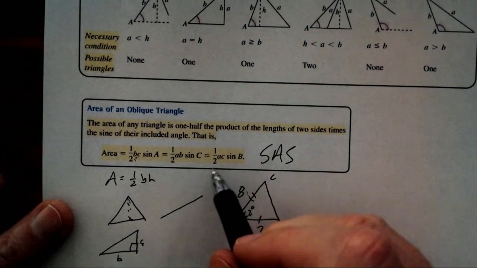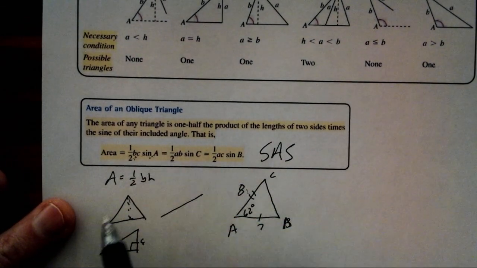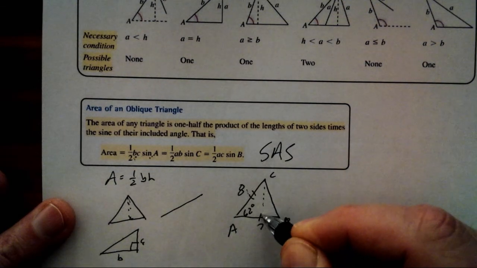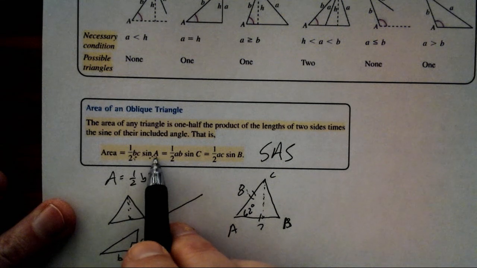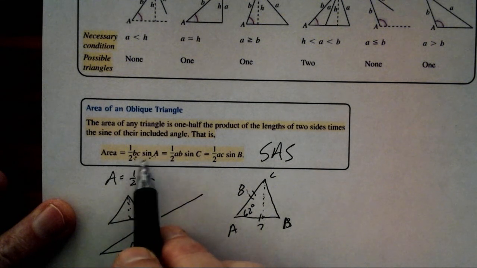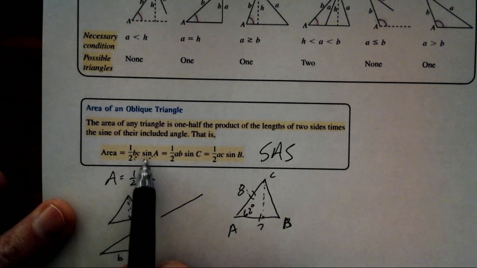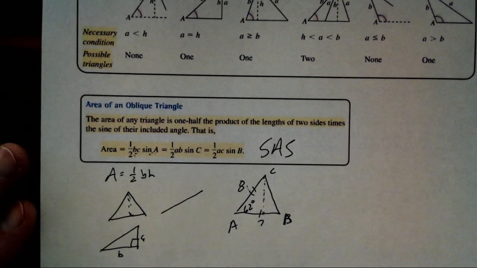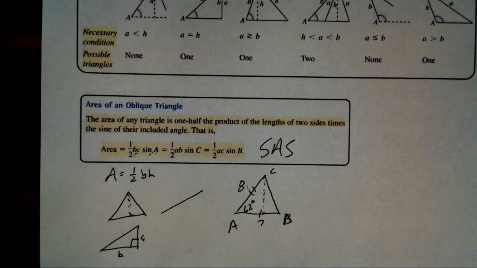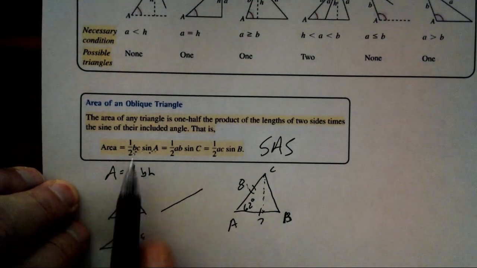But it's like 1/2 base times height. It's just the height isn't one of the sides. And it's a pretty easy proof to show you that sine of A adjusts for one of the sides not being the actual height. So you take C times sine of A and you actually get the height away from side B, or vice versa, however you want to look at that.